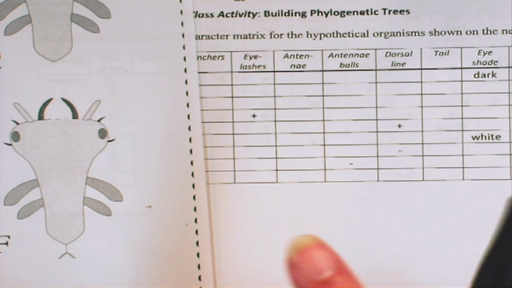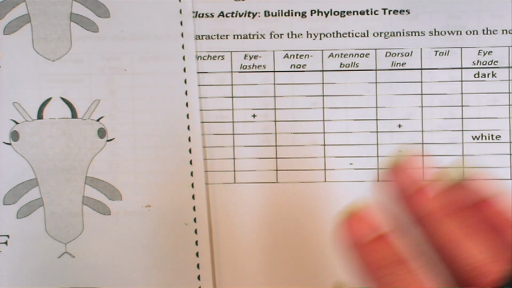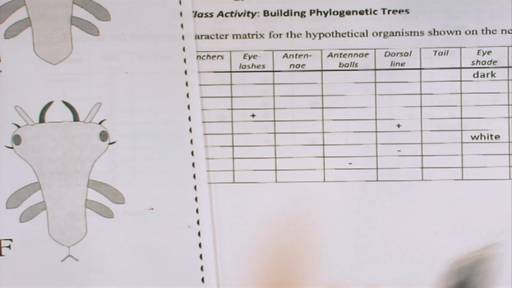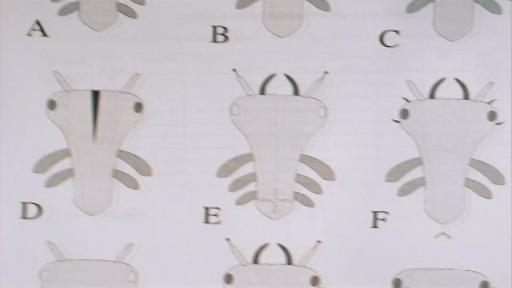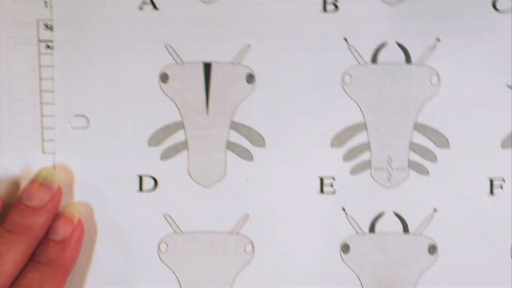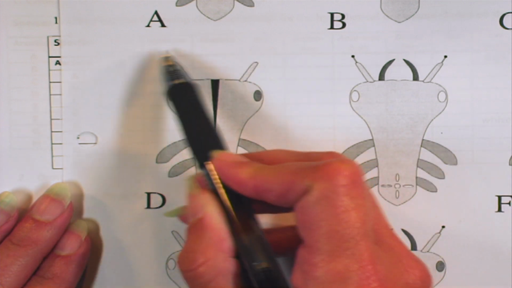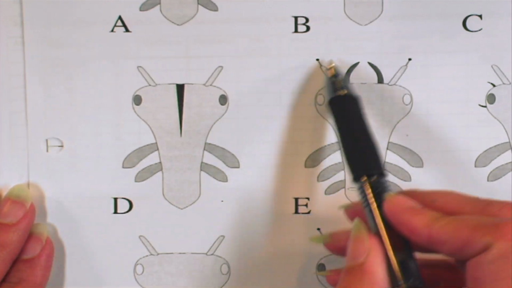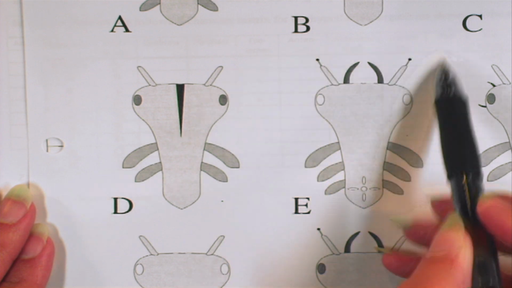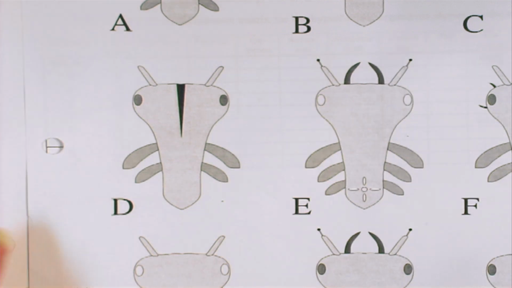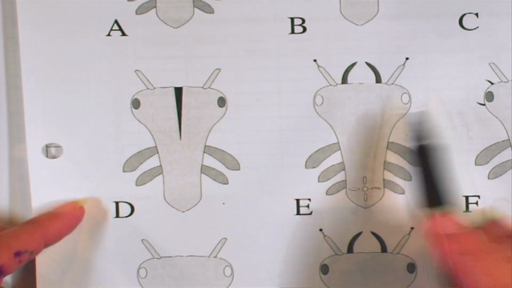Another similar character is whether or not they have antenna balls, and those are going to be these little round balls at the tips of the antenna if they have them. So let's see if we see those. Let's take a look at D and E here. D, of course, does not have anything at the tips of their antenna, but if you go over to E, they have something at the tips of their antenna. So you're going to say yes if they do have antenna balls, or no or negative if they do not.